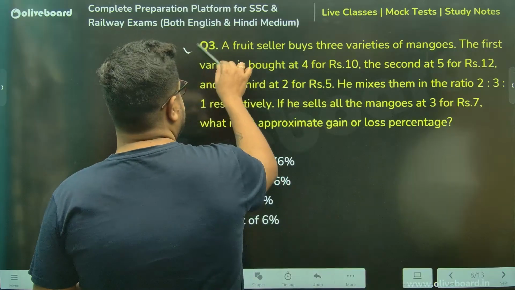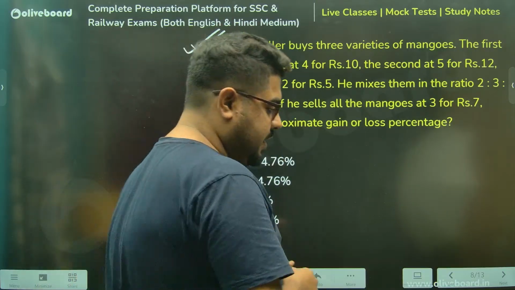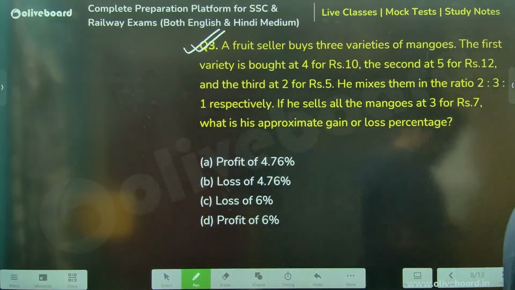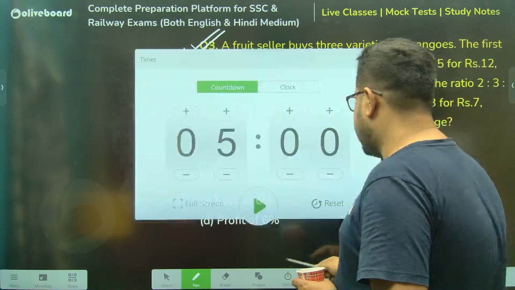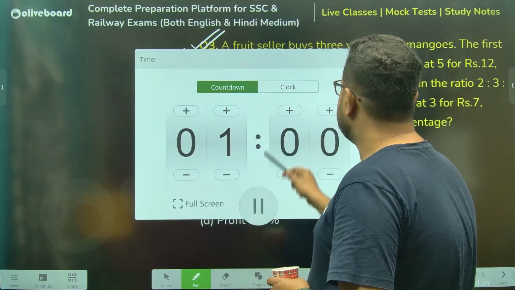Next one, please, sir. Everybody, very, very quickly solve. I'll give you a minute. I'll give you a minute over here as well. Chalo.